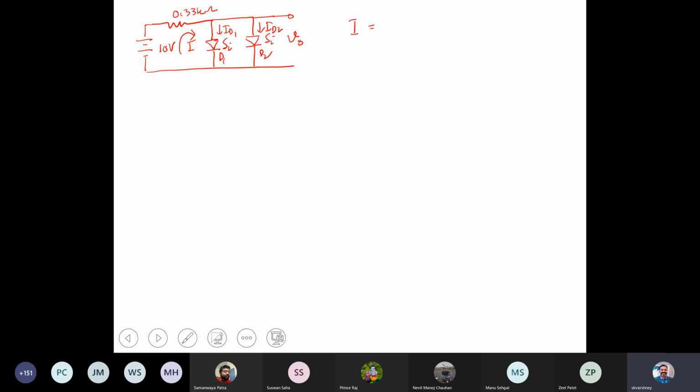I would be simply 10 volt minus 0.7, which is the voltage drop across this diode, because in forward bias the plus terminal is forward bias, divided by R, which is 0.33. So it is a kilo ohm, so whatever the value is comes into the milliampere, right? And then we can find out ID1 and ID2, which is simply I by 2. So that's how we can do it.